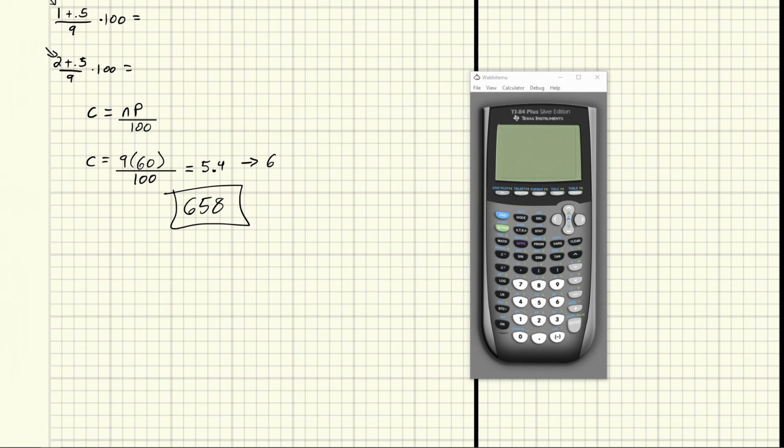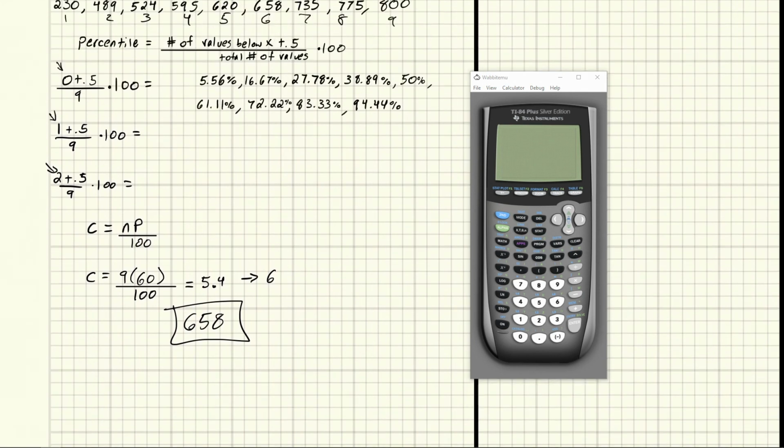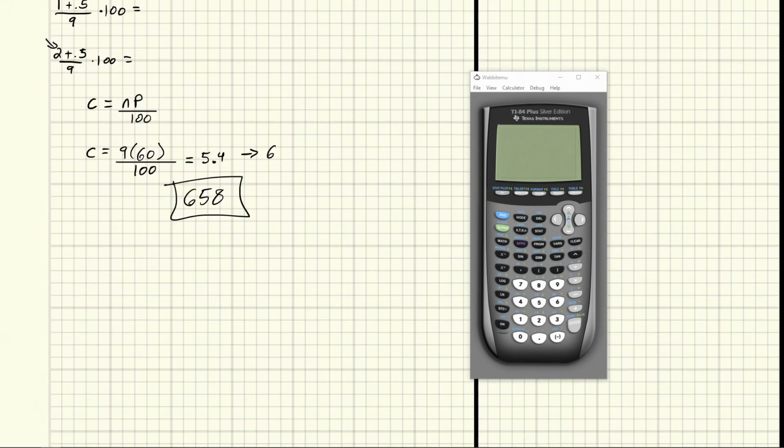So if they said find the 70th percentile, we could do that. And that's why we do the rounding rule the way we do. Some people choose to interpret this a bit differently, so there are other ways to do this. But in this class and in this book, that's how they want us to do it. We always round up.